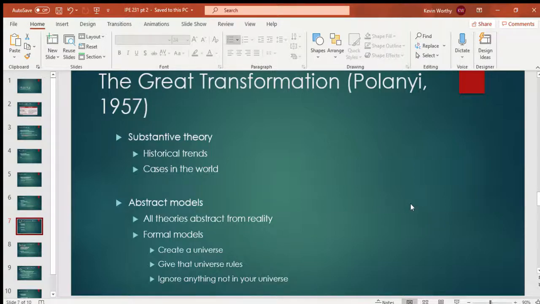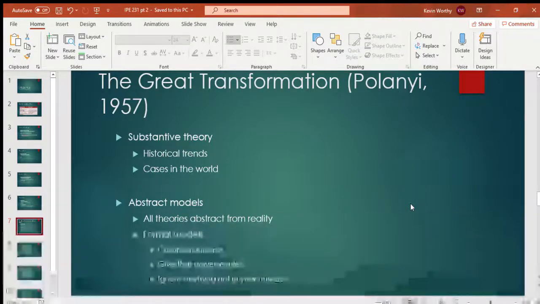So then the next part is what the British school is talking about, this great transformation. How do we have a great transformation? This is a text by Polanyi in 1957. How does the world just shift? The world just shifts with the automobile. When the internet comes out, computers, they change the world dramatically, economically first, and then politically.